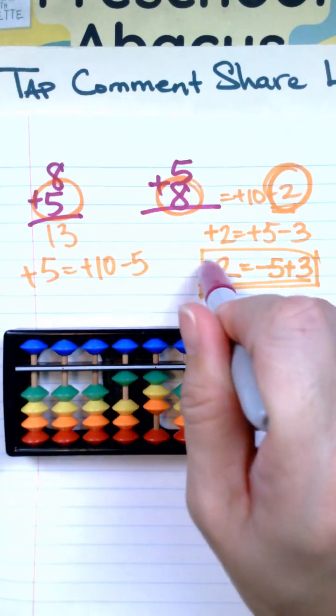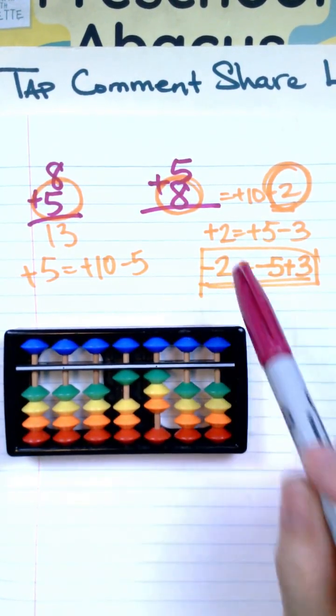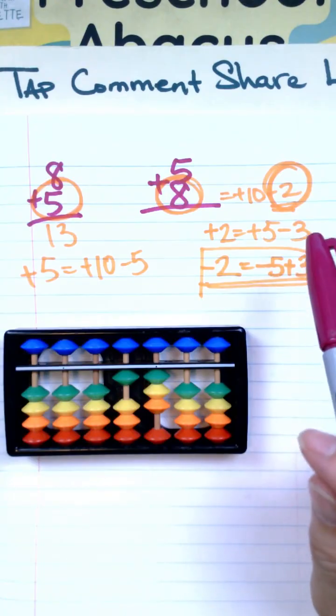So again, we have our minus. This minus, we still keep the sign so we have a reminder of what we're trying to do. That's why we keep the sign there. And is it negative? Yeah, it's negative.